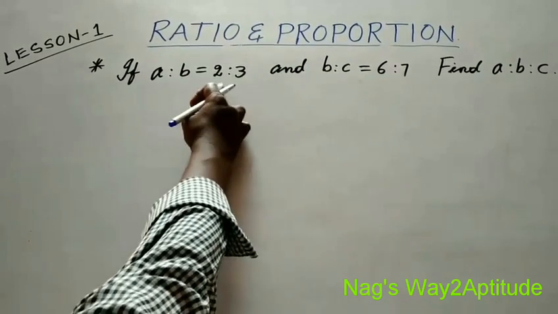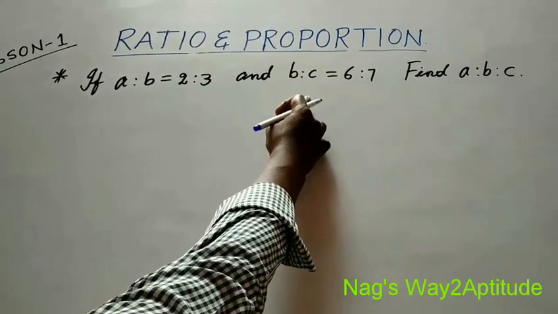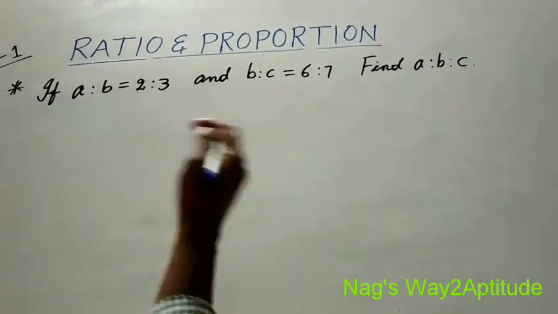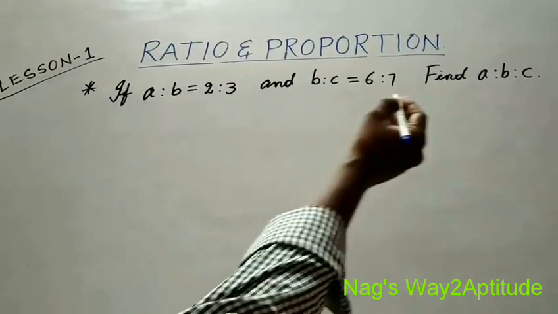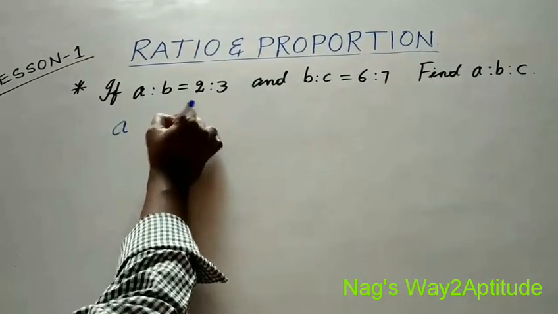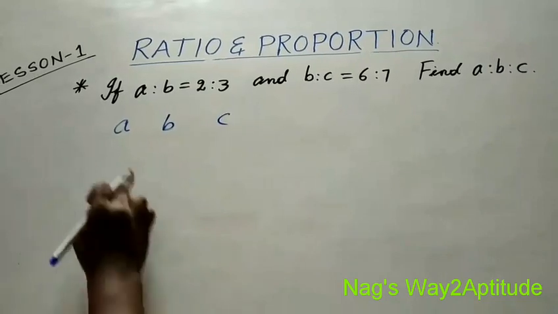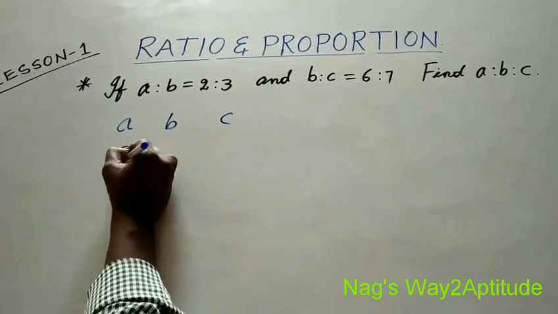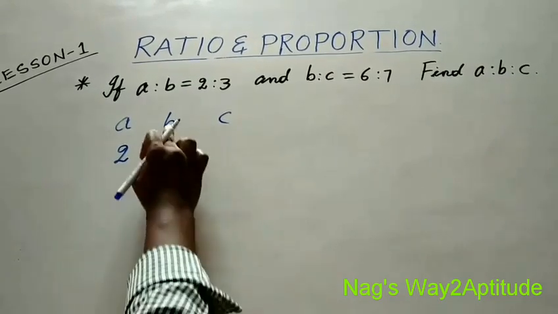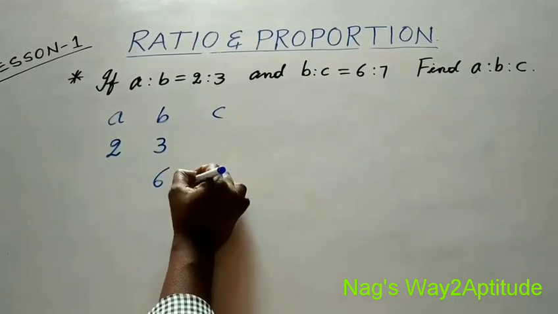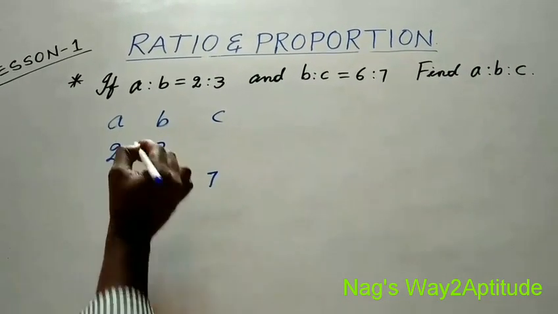If A is to B is equal to 2 is to 3 and B is to C is equal to 6 is to 7, find A is to B is to C. So just like in the previous problem, the procedure is same. You need to find out A is to B is to C. So write A, B, C. What are the values of A and B? That is 2 and 3. So 2, 3. And B is to C value is 6 is to 7. So 6 is to 7.